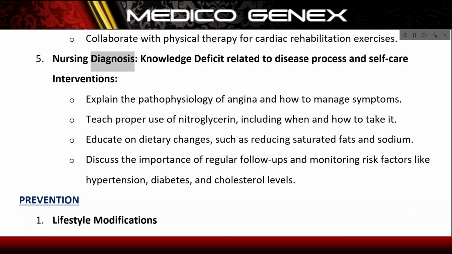Nursing diagnosis: knowledge deficit related to disease process and self-care. Interventions. Explain the pathophysiology of angina and how to manage symptoms. Teach proper use of nitroglycerin, including when and how to take it. Educate on dietary changes, such as reducing saturated fats and sodium. Discuss the importance of regular follow-ups and monitoring risk factors like hypertension, diabetes, and cholesterol levels.